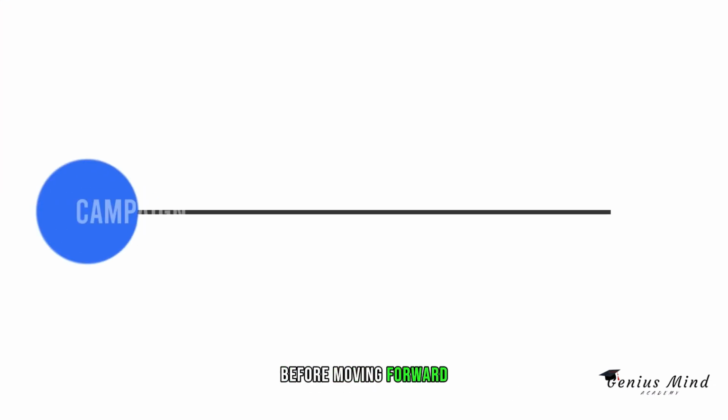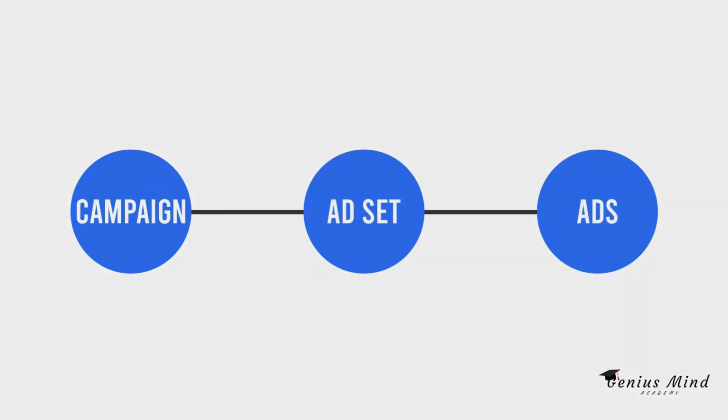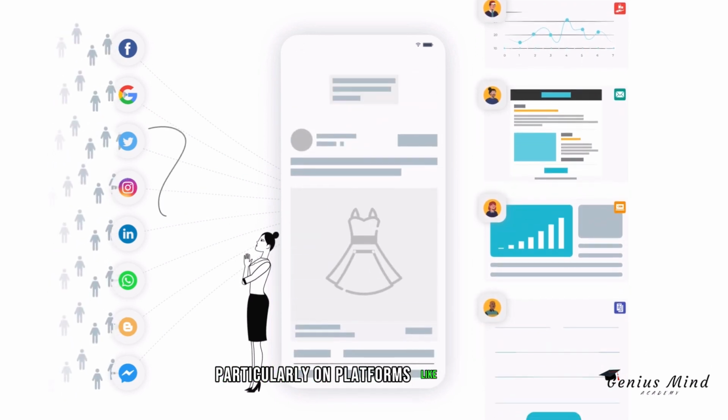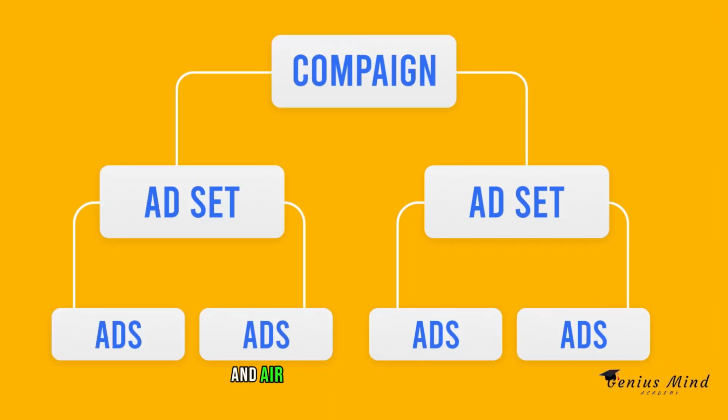Before moving forward, let me demonstrate the concept campaign, ad set, and ads. In the context of online advertising, particularly on platforms like Facebook, Instagram, or other digital advertising platforms, a campaign, ad set, and ad are hierarchical components that help advertisers organize and manage their advertising efforts. Let's break down each term with an example.